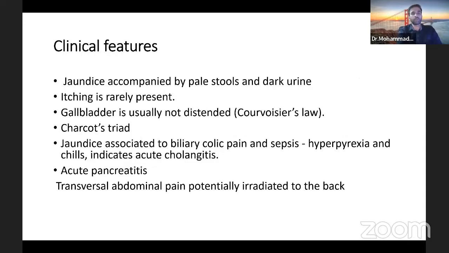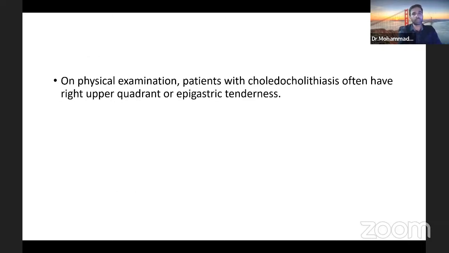Clinical features: as you know, the patient can present with jaundice, accompanied by pale stools and dark urine. Itching may be present. The gallbladder is usually not distended, as per Courvoisier's law, which you may be knowing. The patient can present with the typical Charcot triad, and jaundice can be associated with pain and sepsis, or the patient can have acute pancreatitis. On physical examination, the patient usually has tenderness in the right upper quadrant, and they can have associated icterus.